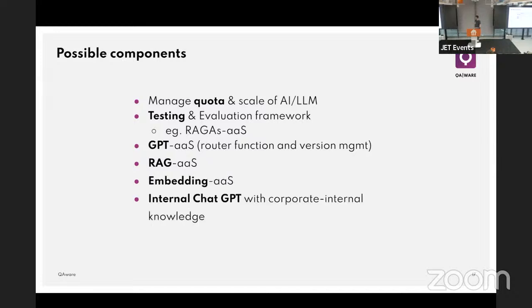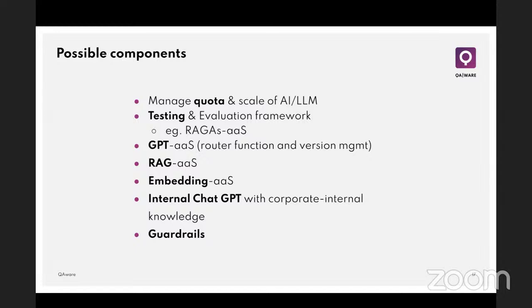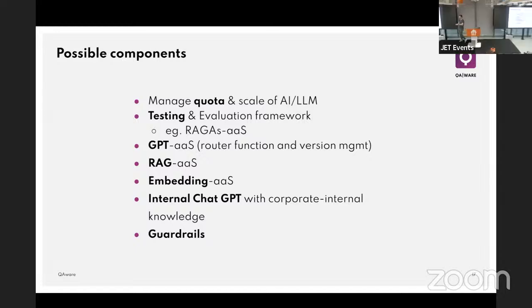You want to have some embedding as a service, some internal chatbot again, and what you also need is some kind of guardrails. So you need to have some instance in the end where it says, okay, this is fine and this is not fine, because you don't want whatever answer it is, or for which application it is, whatever it is, you don't want to be root or whatever, and you need to apply some guardrails.